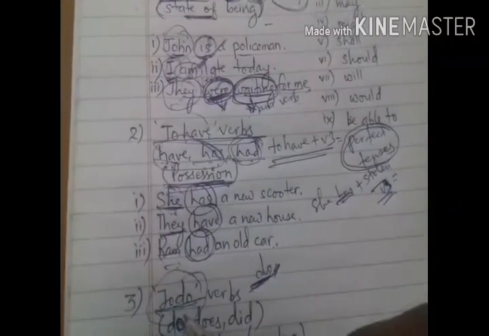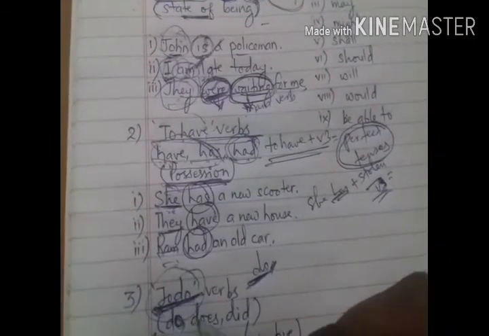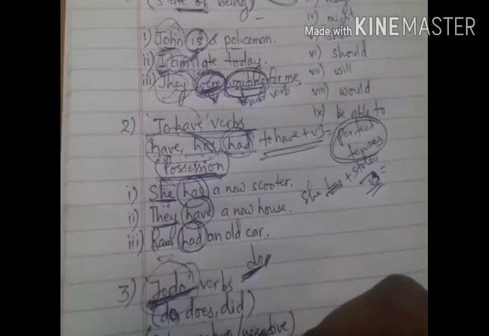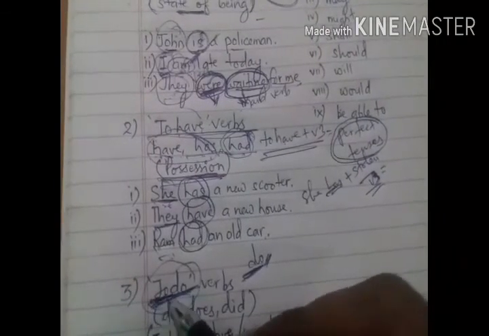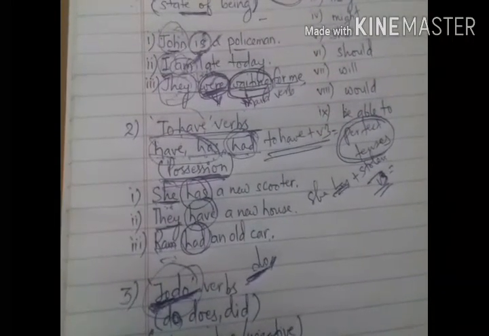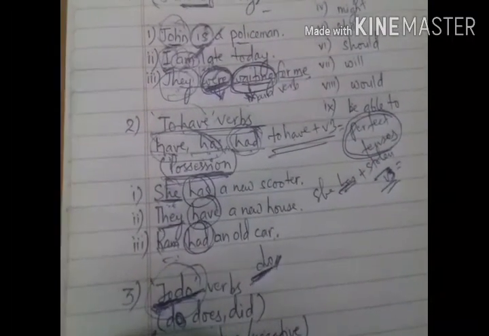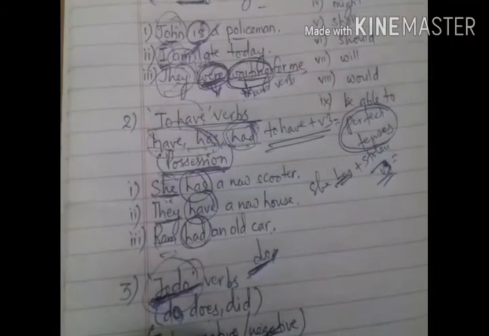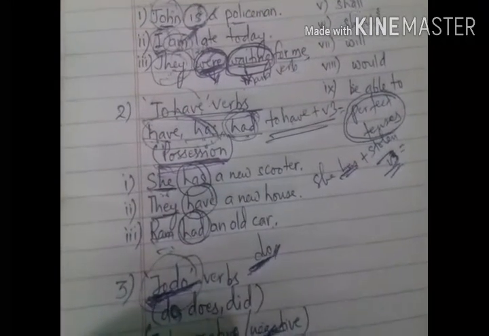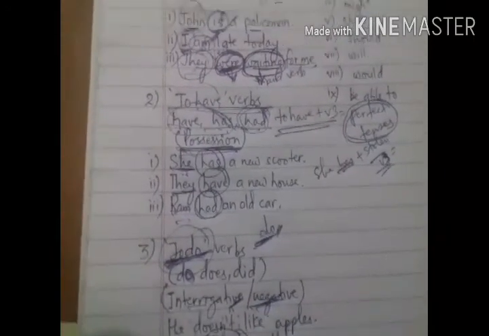Now, to do verbs are only used to make interrogative and negative sentences from the simple past and simple present tenses. They don't make any changes in tenses when used as helping verbs. When they are used as helping verbs, they make interrogative and negative from simple past and simple present tenses.